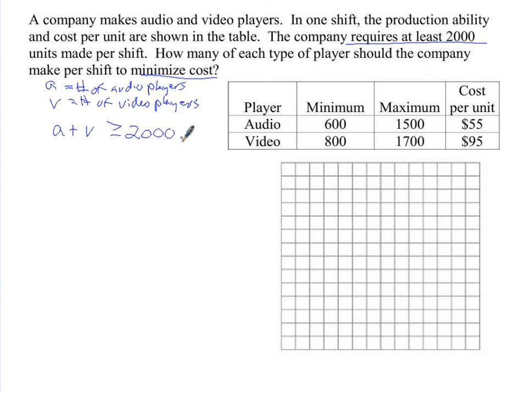Good. Almost in unison even. Nice job. All right, so that takes care of that information. Now we have a bunch of information in a table here. It says the table shows the production ability and cost per unit. So production ability is here. For audio players, I can make a minimum of 600 in one shift, but I can only make a maximum of 1,500 in one shift. So how could I write that as a set of inequalities?